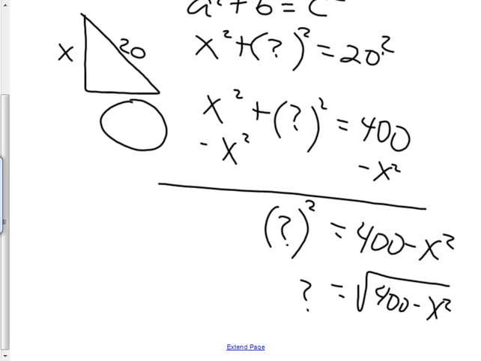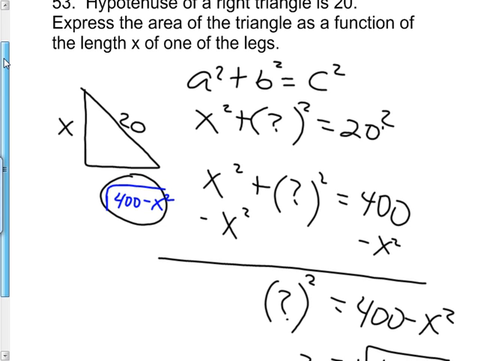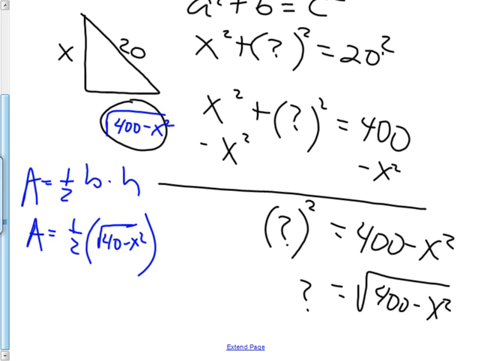All right. So now I just figured out that this side right there is the square root of 400 minus x squared. Now, that part is the hard part. Now the easy part. Express the area of the triangle as a function of the length x of one of the legs. Now I just got to do the area of the triangle. Area equals 1/2 pi r, no, it's a circle. 1/2 base times height. Base is right there. Area equals 1/2. Base is the square root of 400 minus x squared times the height, which is x. There we go.